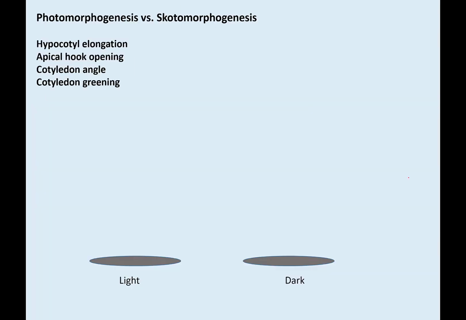Just quickly, I want to talk about the details of photomorphogenesis and skotomorphogenesis, which is growth in the dark. These traits are used a lot in research to understand photoreceptor function. So a plant that germinates in the light will have a short hypocotyl, and the hypocotyl is the embryonic stem. And in a plant germinated in the dark, the hypocotyl elongates.